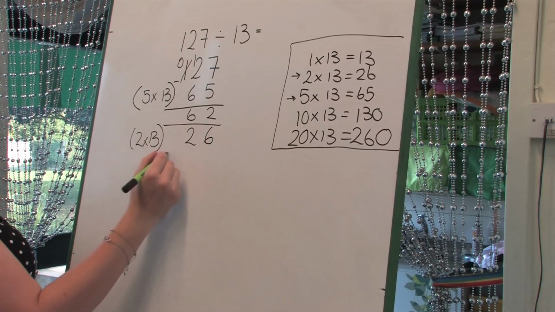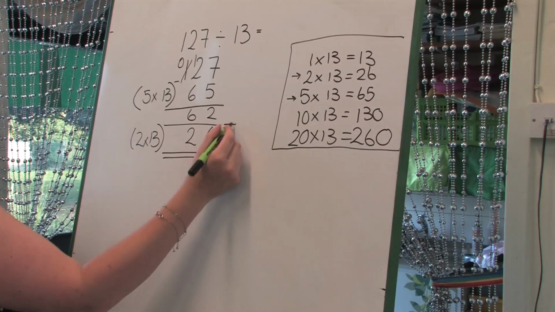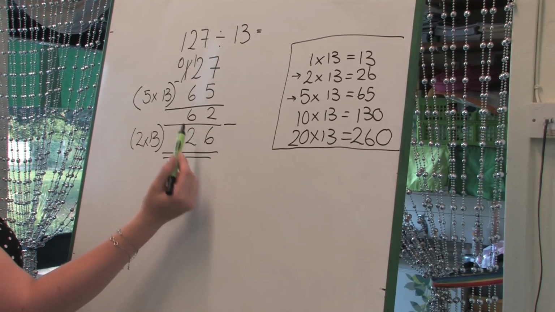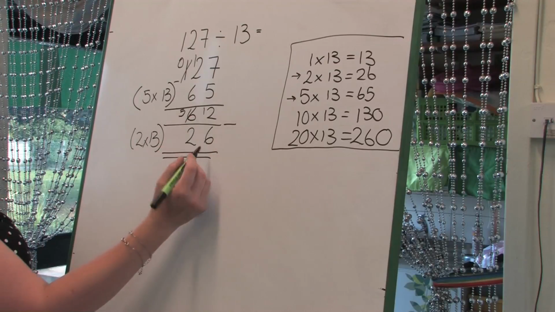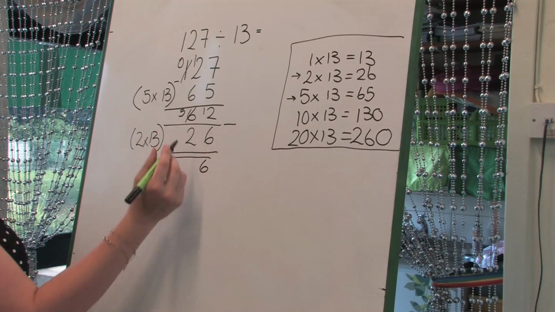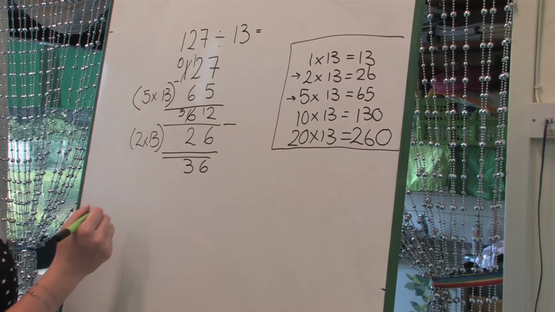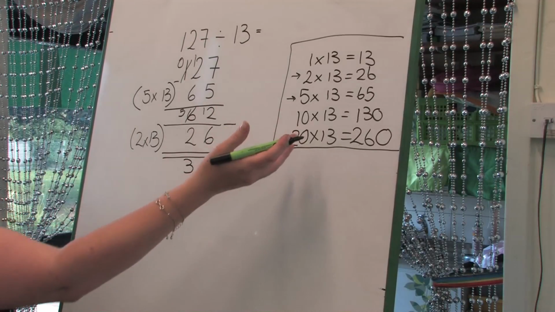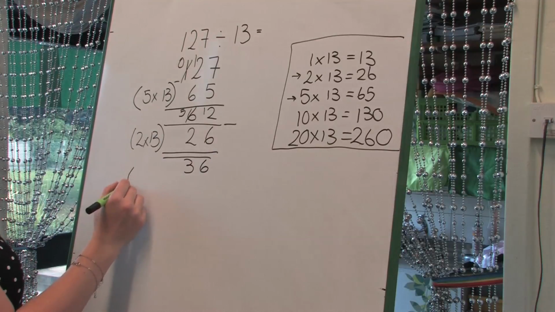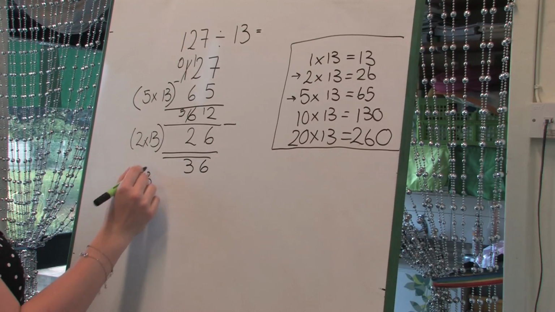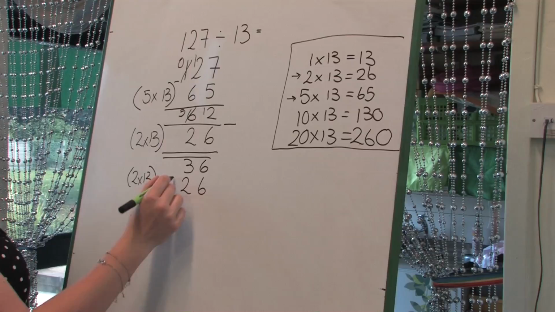And I now want to take these two numbers away. So 2 take away 6, can't do. Borrow from here, change this to a 5. 12 take away 6 is 6. 5 take away 2 is 3, 36. Again, look back to our key facts. What chunk can we use that will help us? I'm going to go for that 2 times 13 again, which is 26. Take that away.